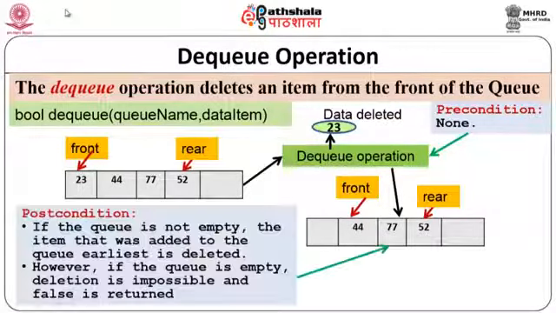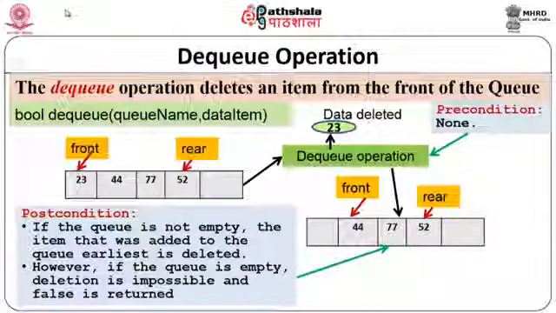And what is the postcondition? If the queue is not empty, the item that was added to the queue earliest will be removed. In our case, 23. However, if the queue is empty, that is, there is no element in the queue, then deletion is impossible, and so the Boolean operation DQ will give a false value. So this is the postcondition and precondition for this DQ operation.